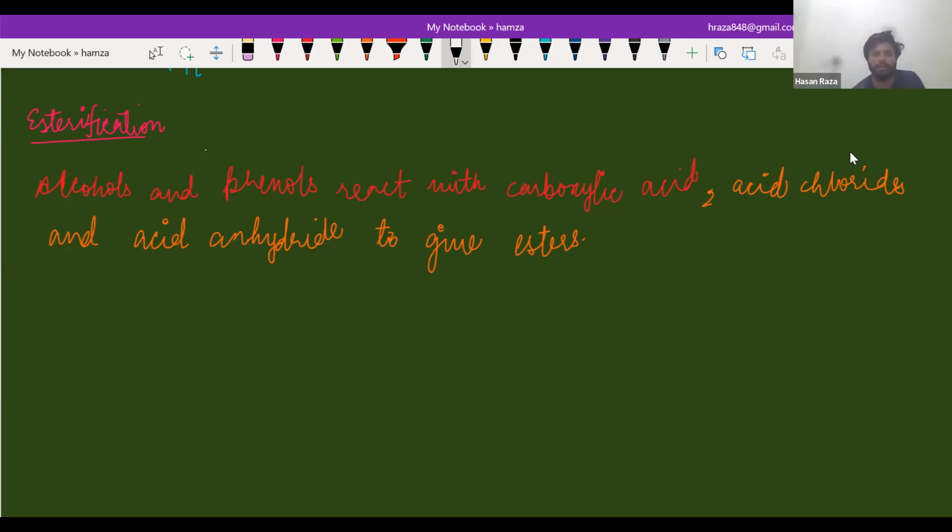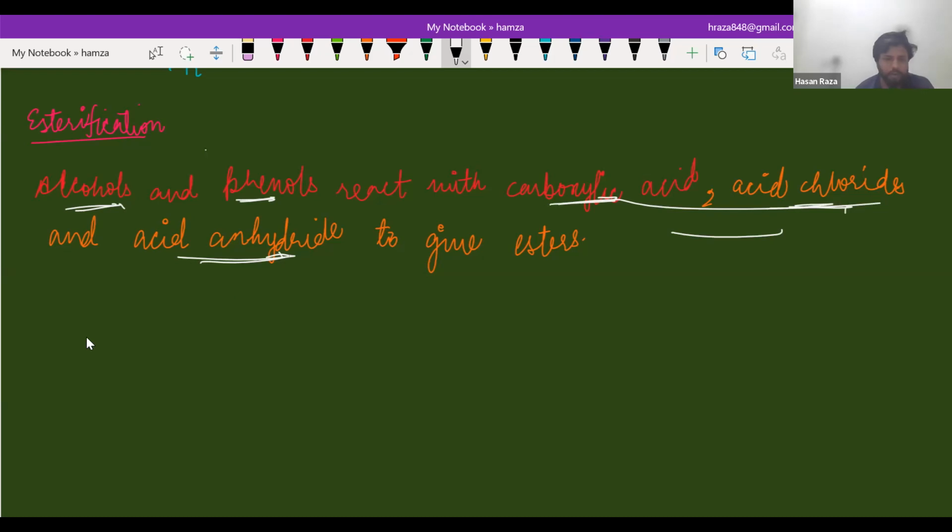Since we are in class 12, now we have to study whether it is alcohol or phenol. So when alcohol or phenol reacts with either carboxylic acid, acid chlorides, or acid anhydride, we will get ester. This is very simple. So Ar means benzene or arenes, and R attached with OH. If OH is attached directly to Ar, arene, that is phenol, and if OH is attached to R, that is alkyl group, then it is alcohol.